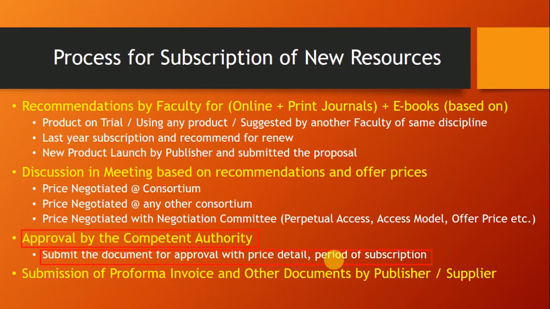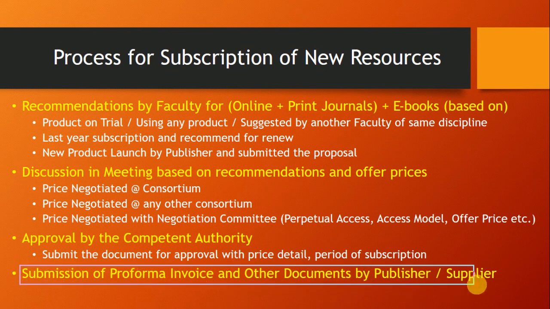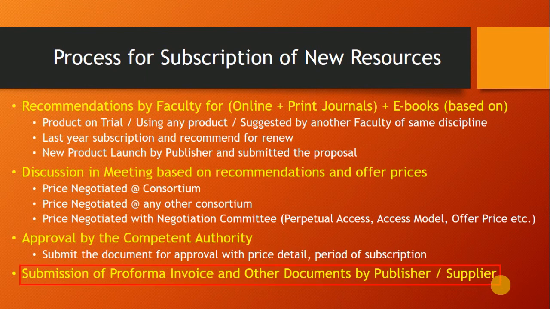Once the third step, the approval by the competent authority, is gained, the next step is submission of the pro forma invoice and other documents by the publisher or supplier. The publisher or supplier will submit the pro forma invoice along with other required documents for initiating the purchase requisition.